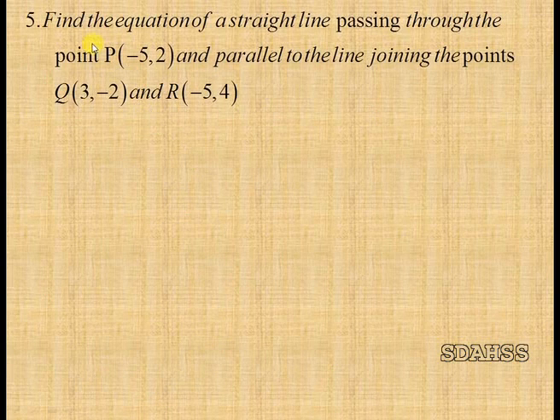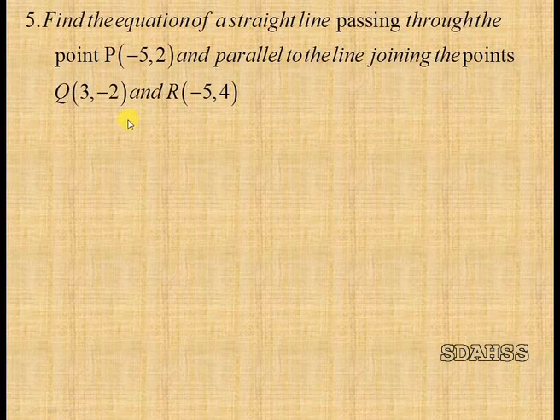Fifth sum. Find the equation of a straight line passing through the point P minus 5, 2 and parallel to the line joining the points Q 3, minus 2 and R minus 5, 4. Find the equation of a straight line passing through the point and parallel to the line joining the points Q and R.